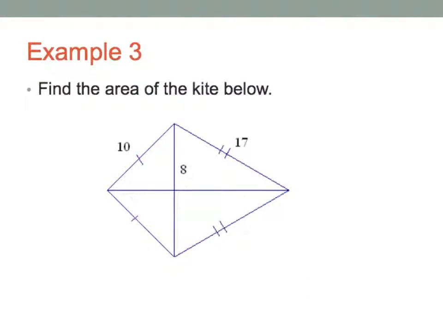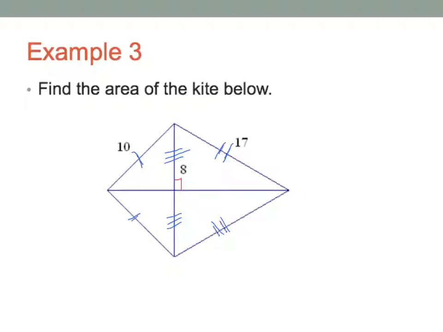Alright, example 3, find the area of the kite below. Now the kite is a little different than a rhombus, and we'll go over their properties more in class. But you could see what I have marked here that a kite has. A kite has these two short sides congruent and the two longer sides congruent also. I also know that one of the diagonals is bisected. The other one clearly is not, and they're also perpendicular to each other, all of them.